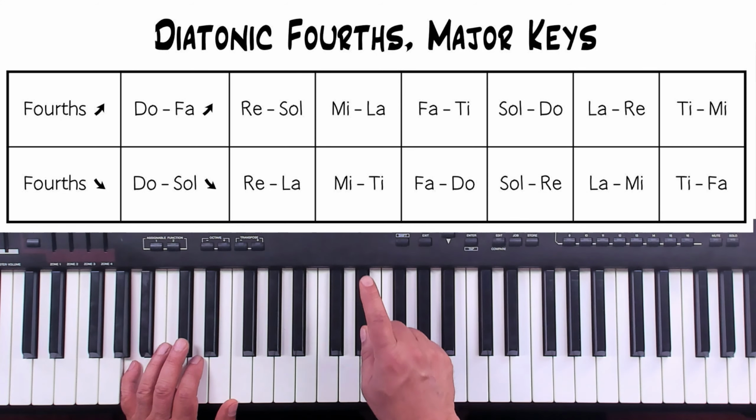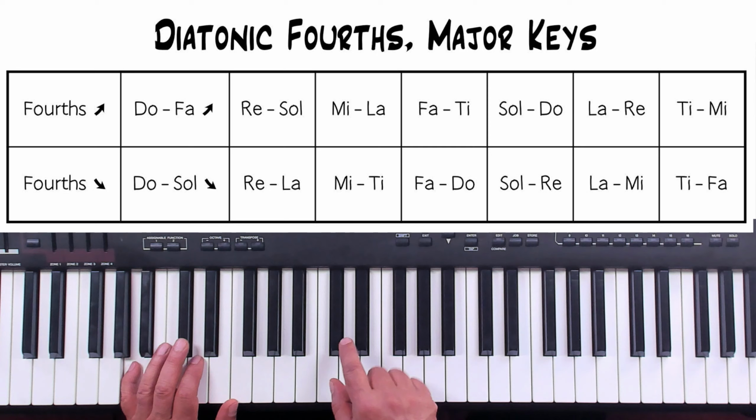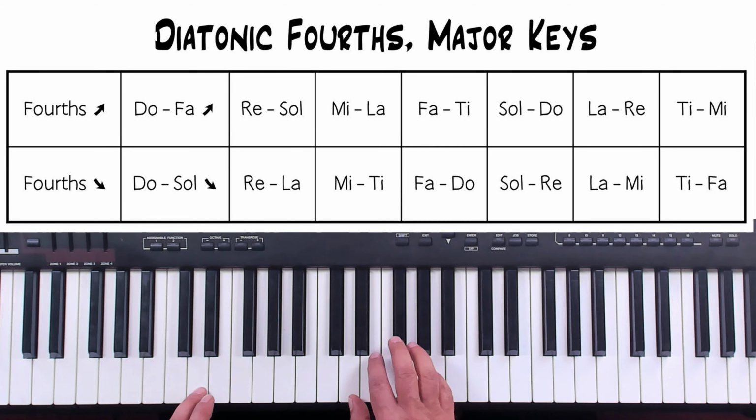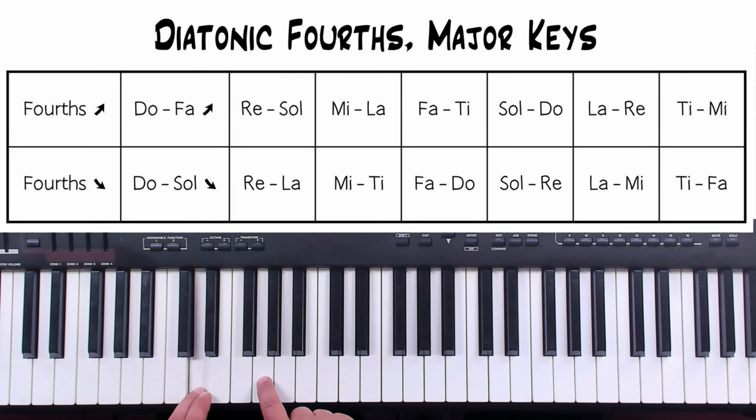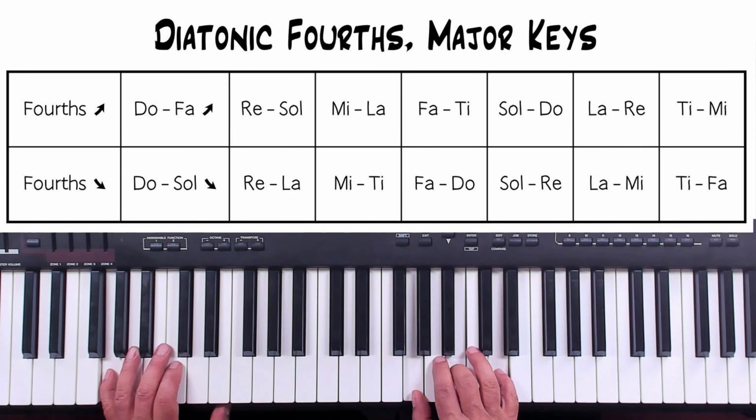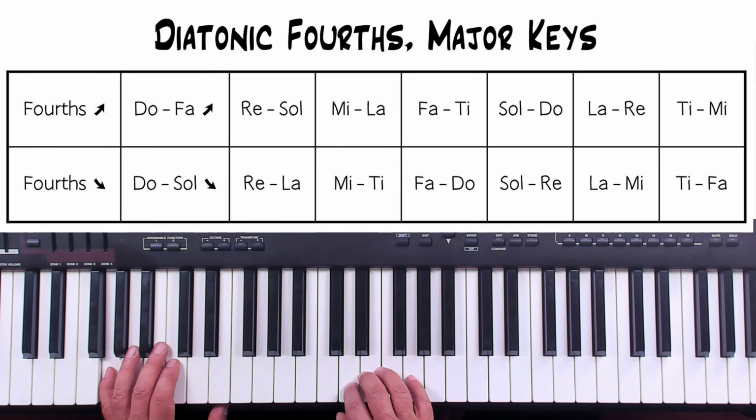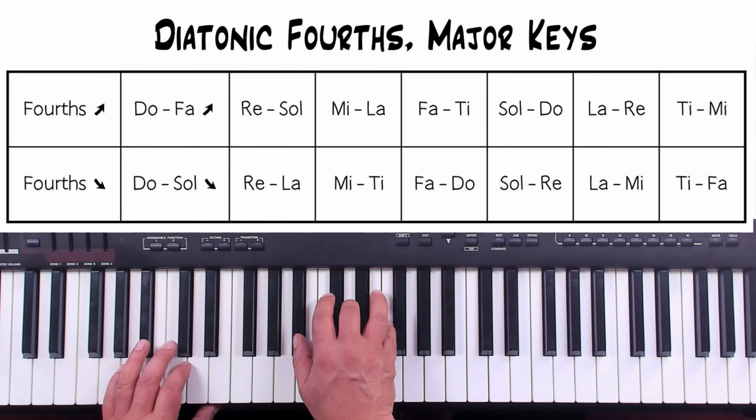Key of A, we're gonna sing mi, la. Mi, la. Okay, now we're gonna go to the key of D. Key of D, we're gonna sing fa, ti. Fa, ti. And let's go to the key of G. Key of G, we're gonna sing sol, do. Sol, do. Moving on, we're gonna go to B flat.